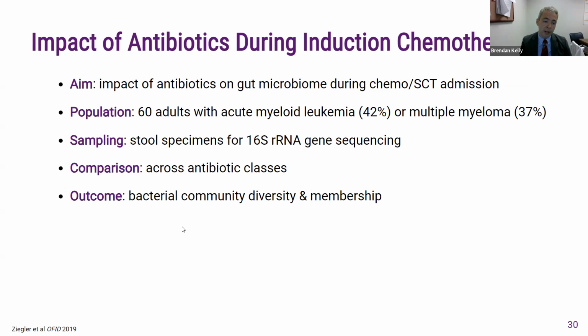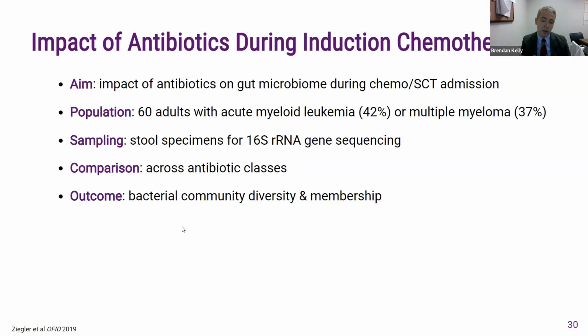He was interested based on data that came out of Memorial Sloan Kettering, Eric Pamer and Ying Taur's group, that showed that low gut microbial diversity during the period around stem cell transplant was associated with long-term adverse outcomes, including an increased risk of mortality long-term. He was interested in understanding how antibiotics given during induction chemo affect the gut microbiota.